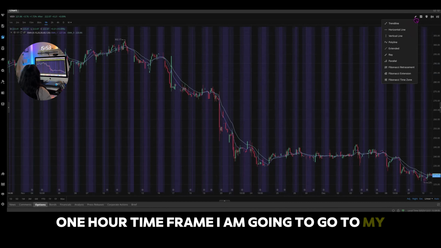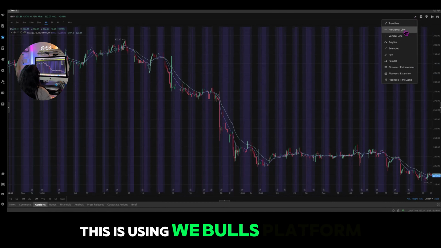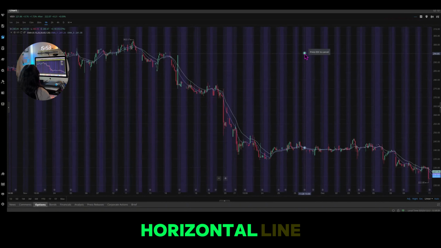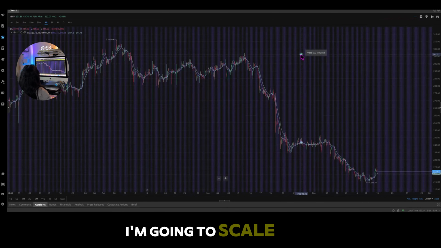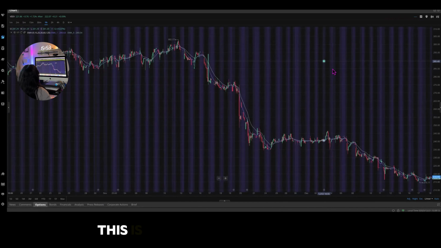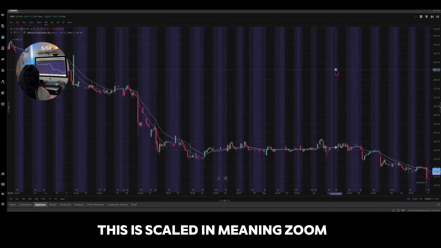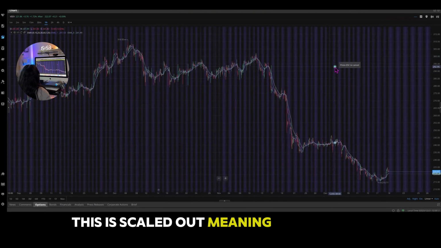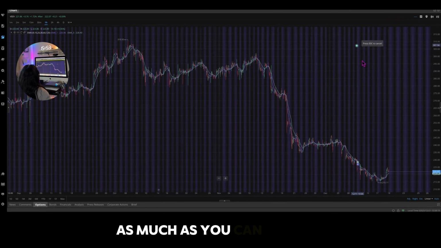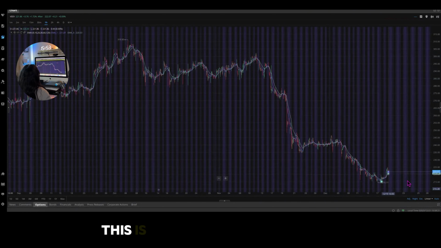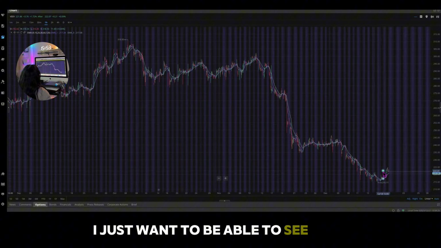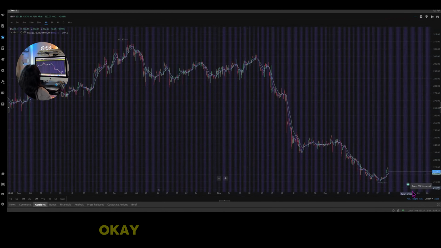I am going to go to my drawing tool. This is using Webull's platform. Horizontal line. I'm going to scale out. This is scaled in, meaning zoom in. This is scaled out, meaning zoom out. Okay. As much as you can. All right. This is where price currently is. And I just want to be able to see that. Okay. I need to see where price is. And as long as I can see where price is, it doesn't matter.